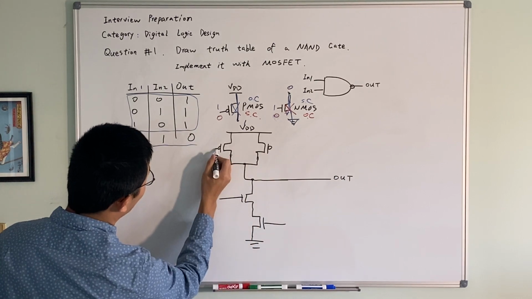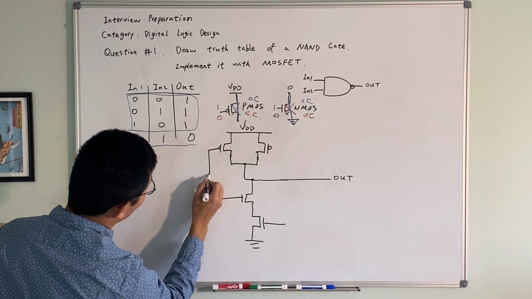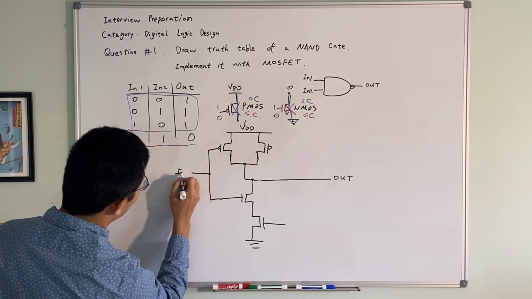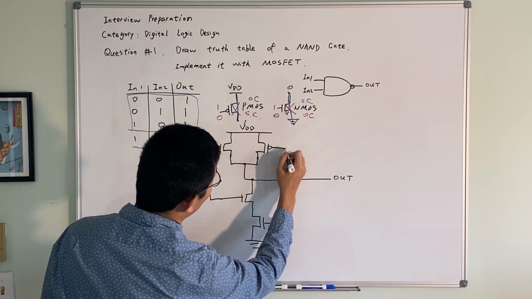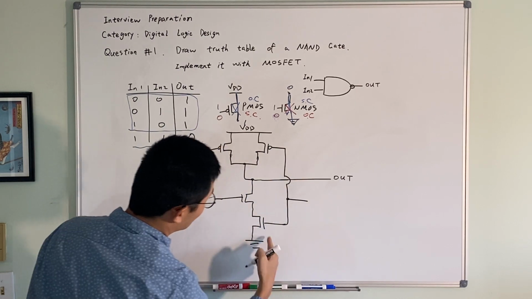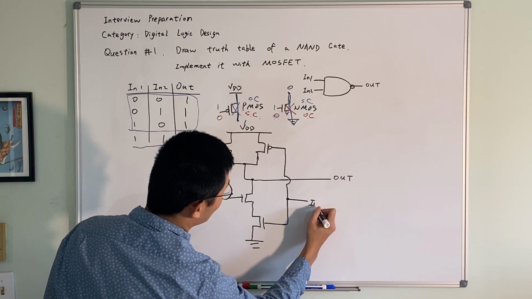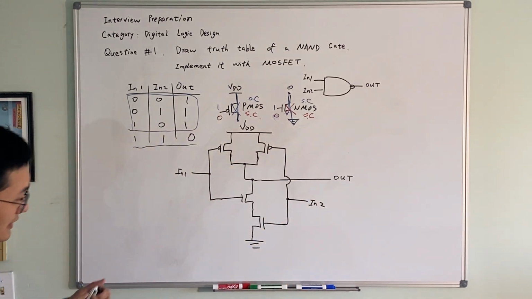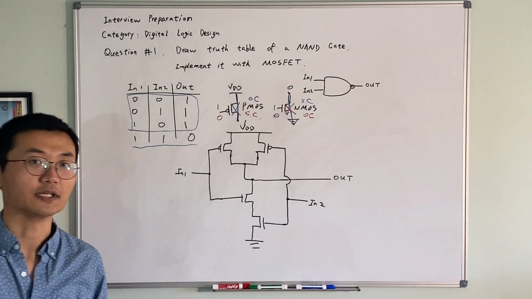Okay, and you group this together. This is your input 1, and you group this together with the gate of the NMOS. This is your input 2. And this is the answer to our question.